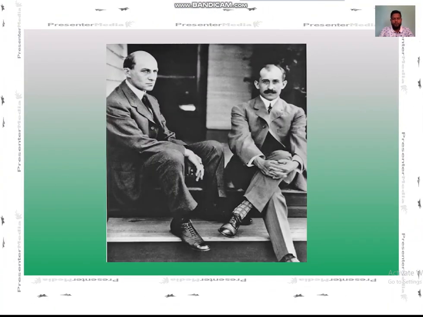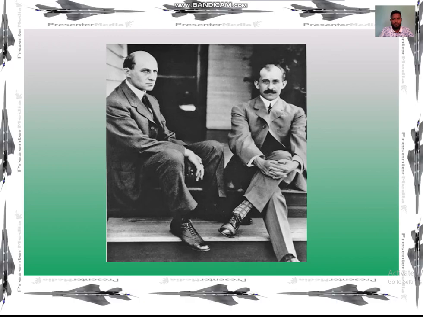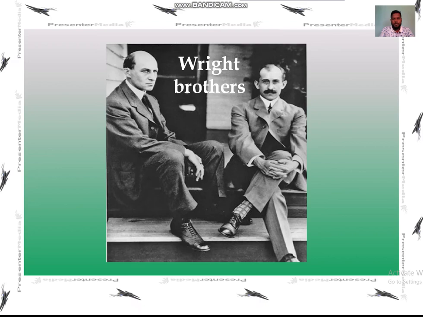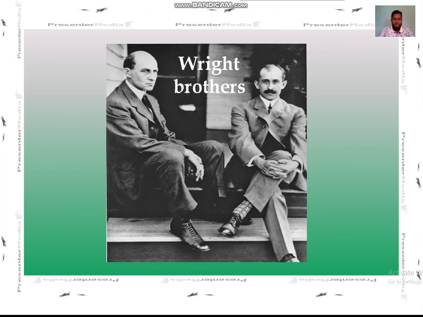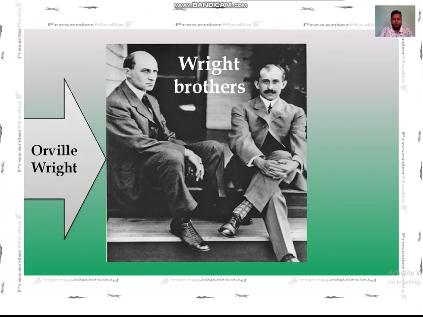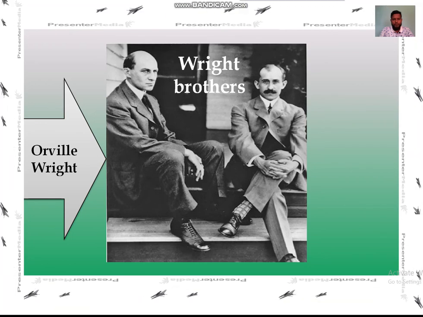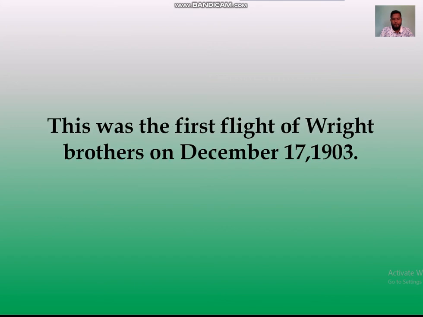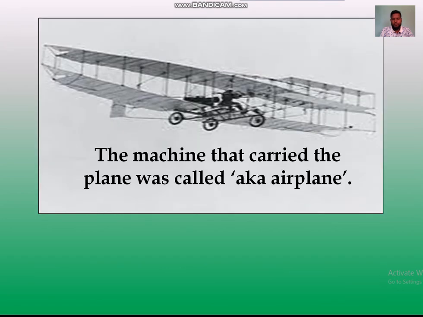These two persons are responsible for this particular revolution. You know who they are? They are the Wright brothers. The first one on the left side is Orville Wright, and on the right side is Wilbur Wright. Have a look at the, I want to show you something here.